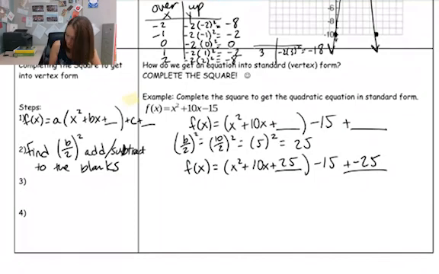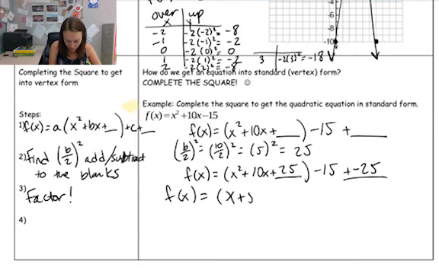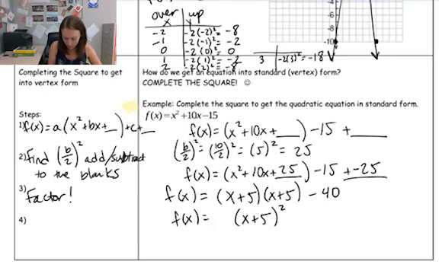And then we factor. So step 3 is factor. We've created that perfect square trinomial, so if it doesn't factor into a perfect square, you did something wrong. Go back and check it again. So if I look, factors of 25 that add to 10 are 5 and 5. So I'm going to end up with x plus 5 times x plus 5. And then I can combine these, minus 40. And then I'm going to simplify this to x plus 5 squared minus 40.